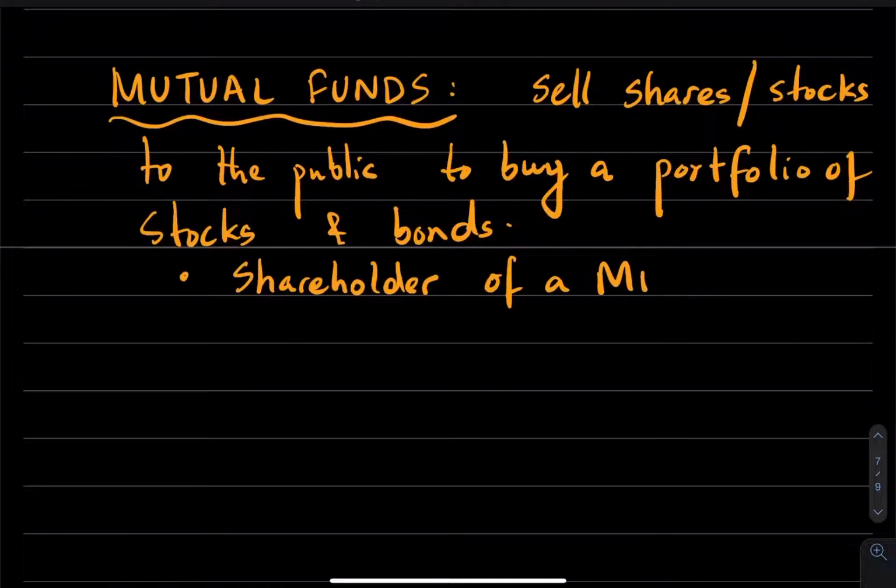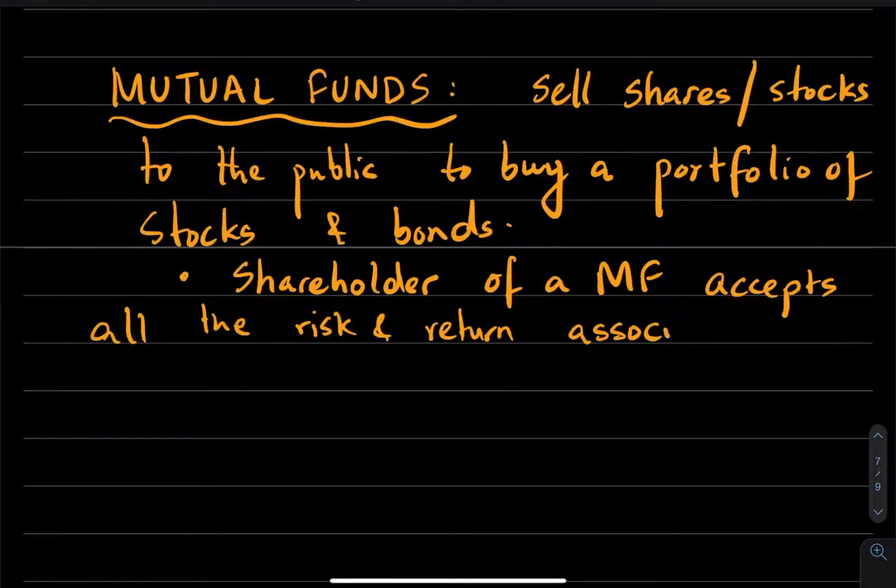So the shareholder of a mutual fund accepts all the risk and return associated with their portfolio. Right? So just like when you were investing in stocks and bonds, you would still incur that same risk in this case. But the magnitude of the risk is a lot higher when you're just investing in one stock or one bond, but the risk is a lot lower in this case. But you are accepting the risk and return that comes from holding that portfolio.